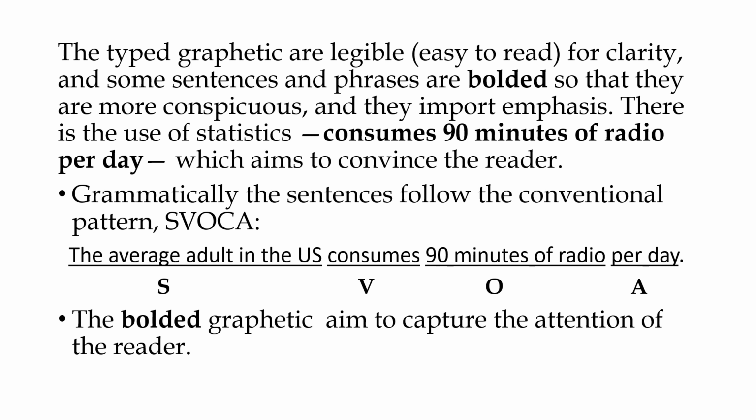There is the use of statistics, for example, "consumes 90 minutes of radio per day," which aims to convince the reader. Grammatically, the sentences follow the conventional pattern: subject, verb, object, complement, adverbial. That is, "the average adult in the US" is the subject, "consumes" is a verb, "90 minutes of radio" is the object, "per day" is adverbial. The bolded graphics aim to capture the attention of the reader.